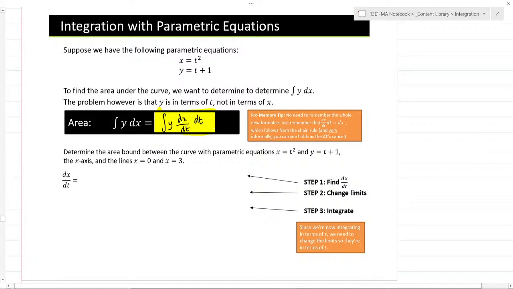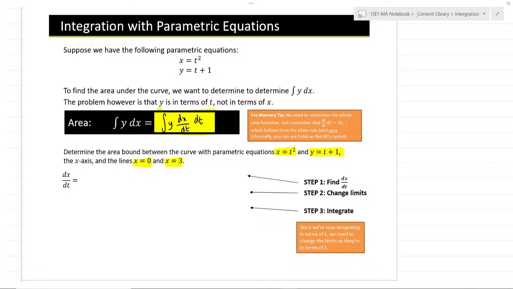Okay, so here's the question. Determine the area between the curve with parametric equation x is equal to t squared, y is equal to t plus 1, between x is equal to 0 and x is equal to 3. Okay, now there's a few issues with this. The first issue is that we've got x and y in terms of t.